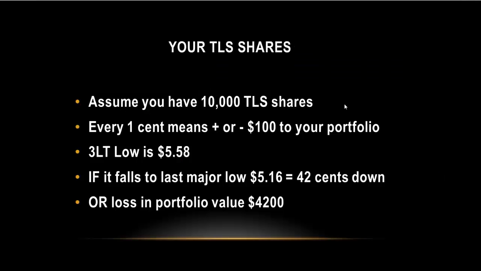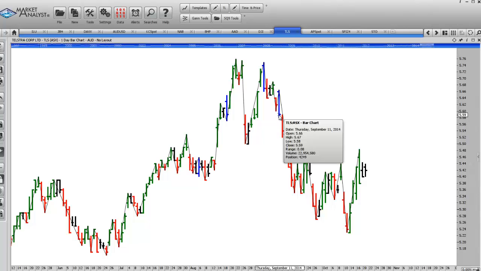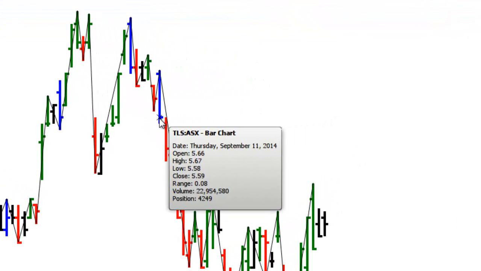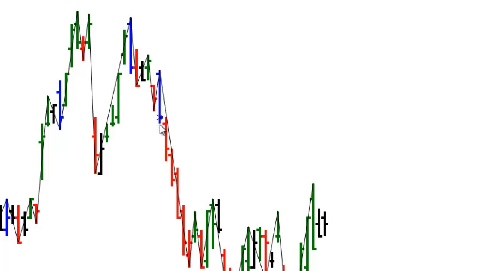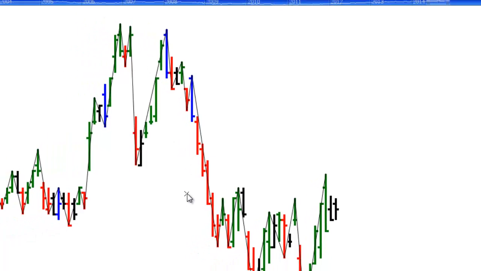Let's go back to our Telstra position, and let's assume that you have 10,000 Telstra shares. Every cent movement in that particular stock means plus or minus $100 to the balance of your portfolio. Now the third lower swing low that we looked at is $5.58. Let's go back to that Telstra chart, and what we can see through here is that the third lower swing low is $5.58. If the market trades lower than that, it is much more likely to continue to decline.